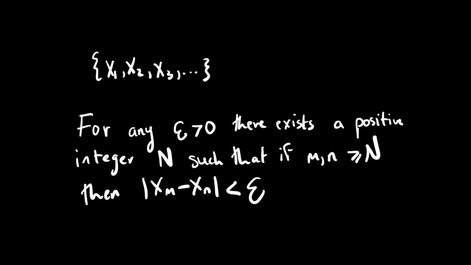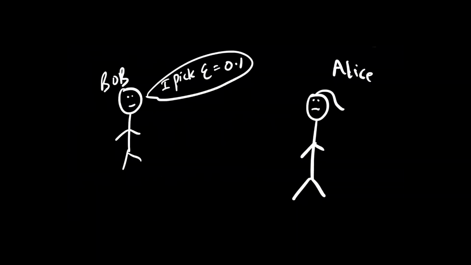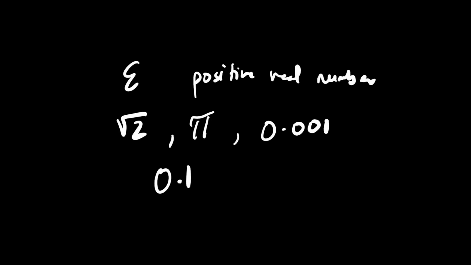Now, it's a bit of a mouthful to take in at the moment. So let's explain it via some crappily drawn stick figures. All right, imagine we have two friends, Alice and Bob. Bob wants to play a game with Alice. He goes first. He picks a number epsilon. That's a positive real number, something like the square root of 2 pi, 0.001, or 0.9 repeating, whatever. It has to be small and positive.